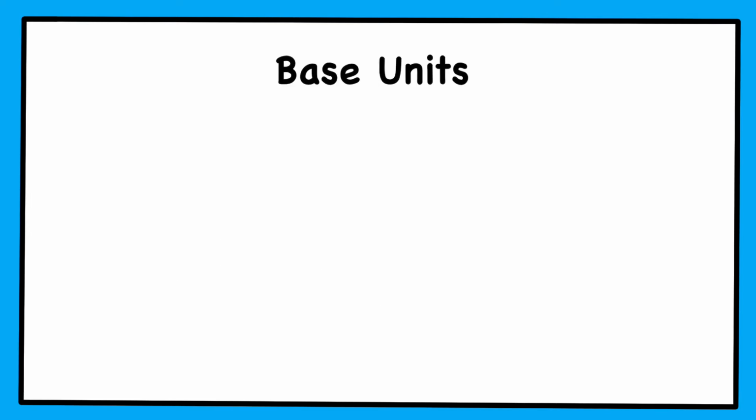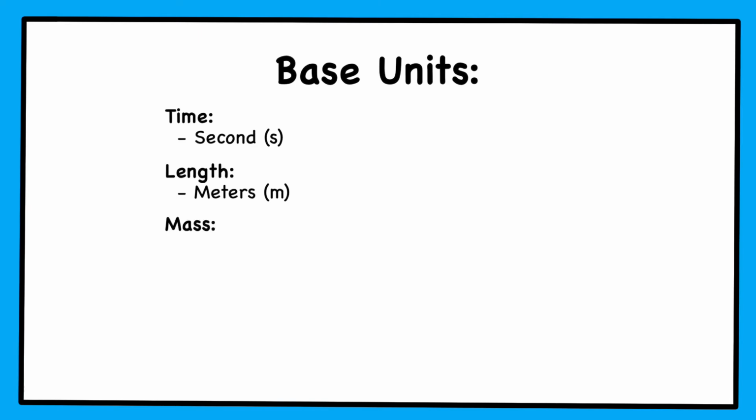The 7 base units in which we revolve our data around are the following. For time, the unit is second, which is represented by a lowercase s. When measuring length, we use meters as our SI unit, and it is abbreviated with a lowercase m. When measuring mass of a substance, we use the kilogram, or kg for short.